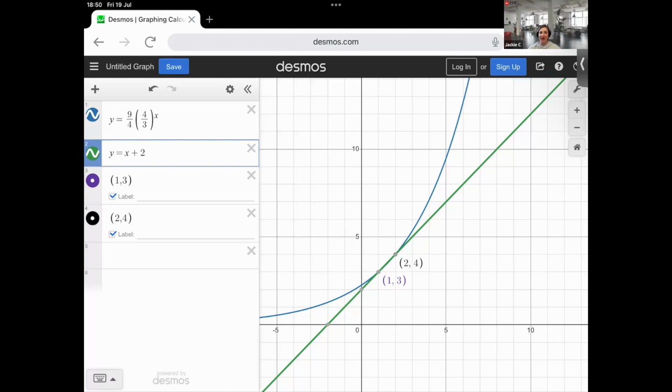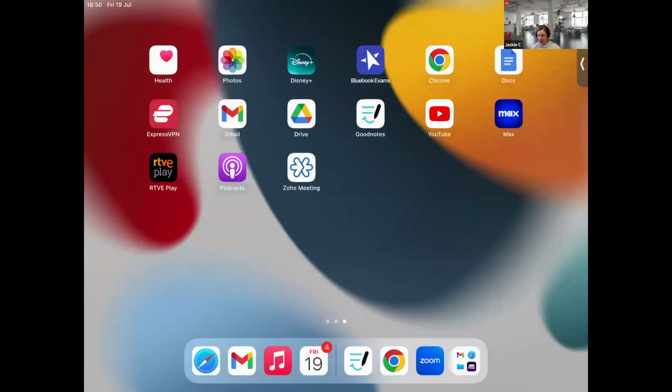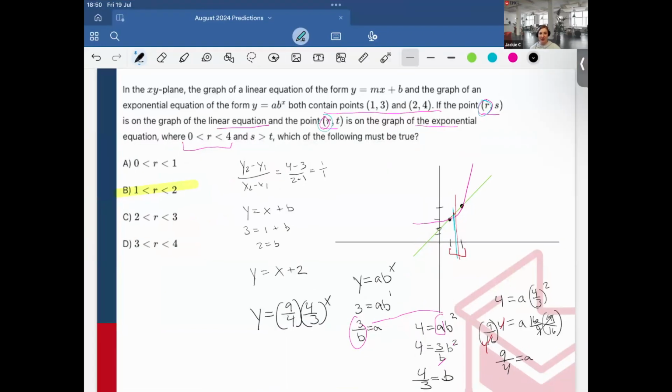But you can answer that how I did initially, just with a little sketch like I did and some knowledge of exponential and linear functions. Okay. Hopefully that made sense.